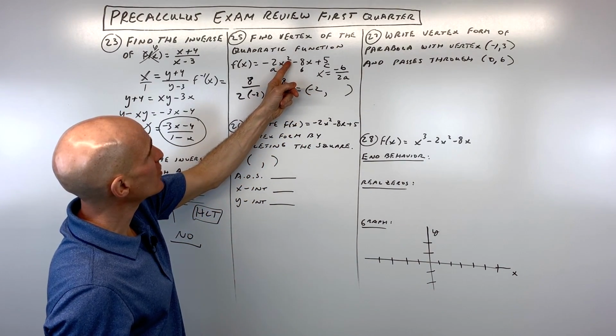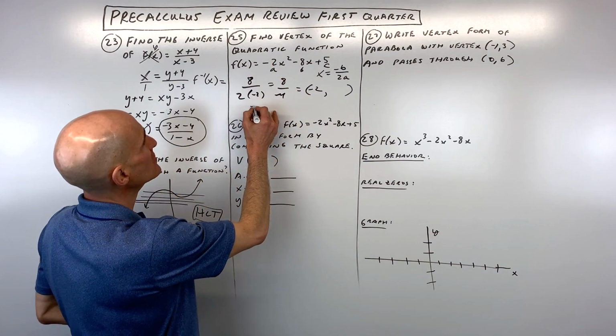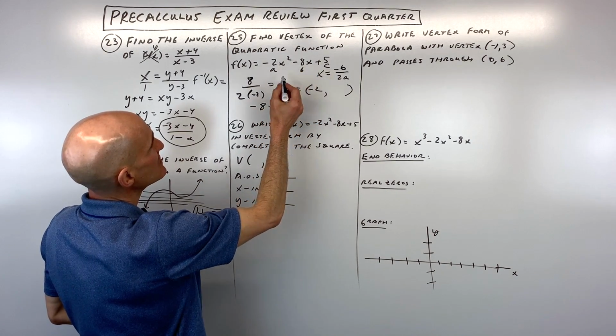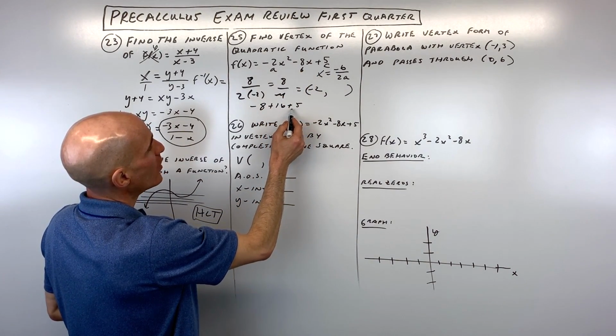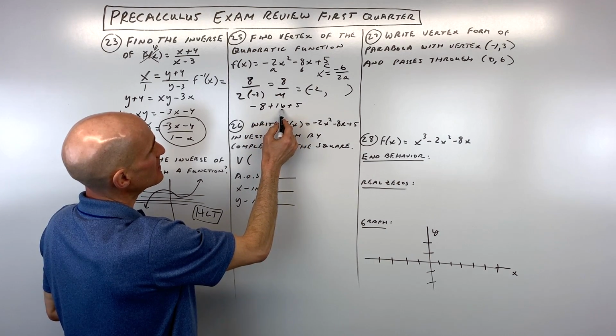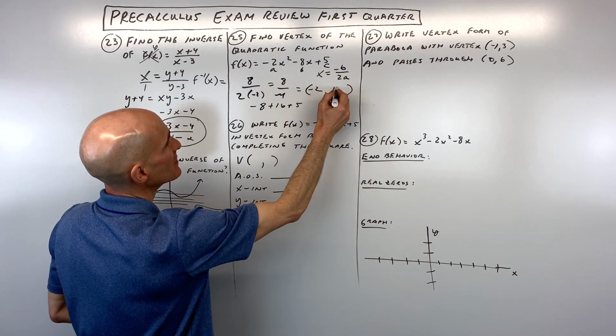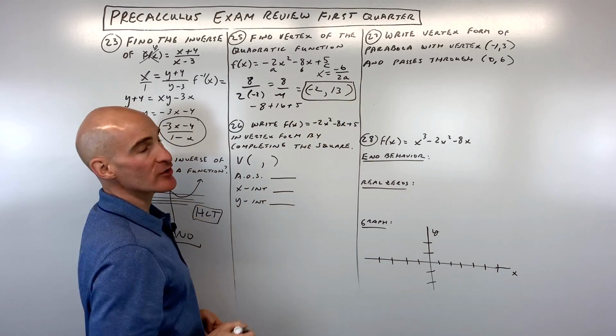We've got negative 2 squared, which is 4, times negative 2 is negative 8. Negative 2 times negative 8 is positive 16, plus 5. So we have 21. Well, actually, let's do it this way. This is 8 plus 5 is 13. So negative 2, 13 is your vertex.